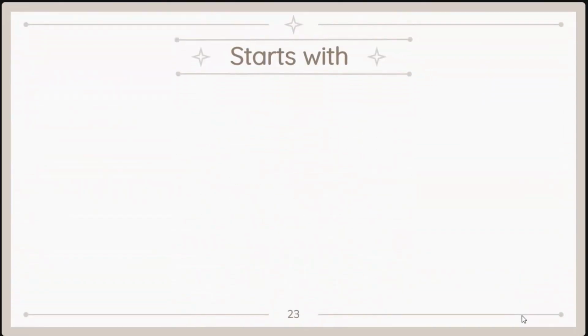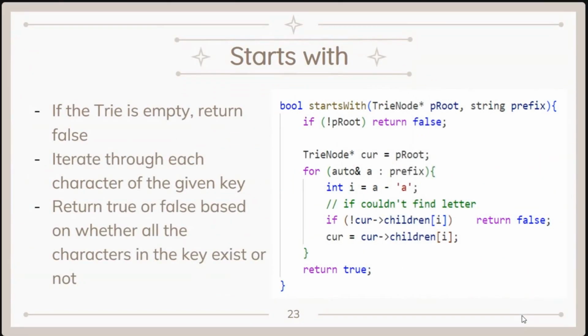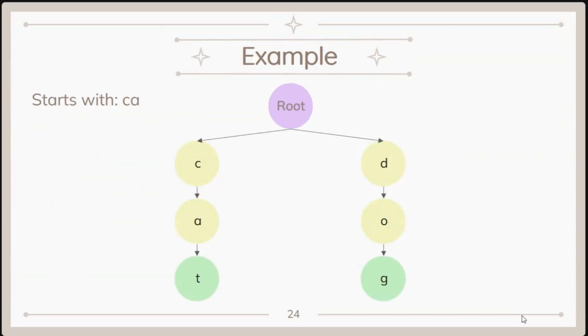So next one we have startsWith. As you can see on the screen, it is quite similar to the search function. However, instead of looking for the whole word, we just need to look for its prefix, and if all of the elements in the prefix can be found in the Trie, it means that we can find words that begin with it and it will return true. For this example, we look for words that start with CA, and as we can see here, the word cat begins with CA, so it returns true.